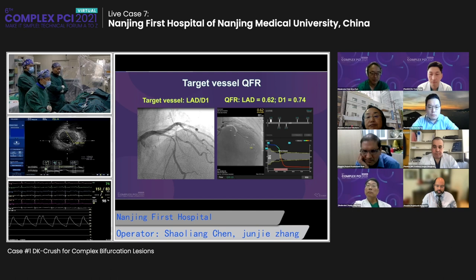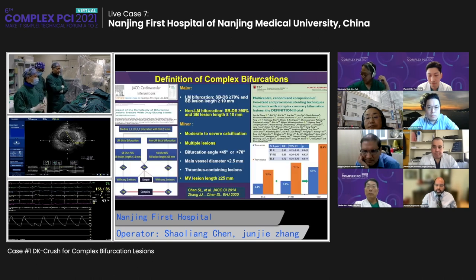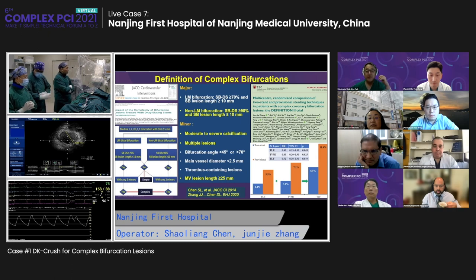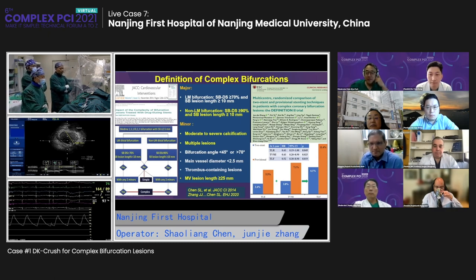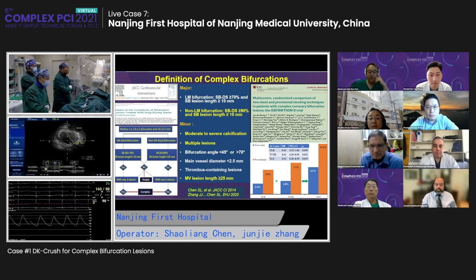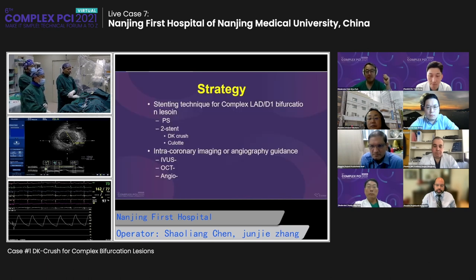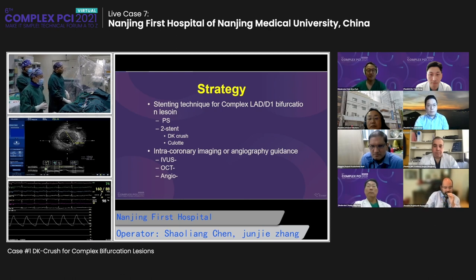Today's target vessel is a bifurcation, the LAD and the first diagonal. We measured the FFR, which showed LAD 0.62 and diagonal one 0.74. According to the definition criteria, this LAD and diagonal one is a complex bifurcation lesion. According to two studies, for complex bifurcation lesions the DK crush is superior to provisional stenting. For this target vessel, we need to discuss strategy: one stent or two stents, and imaging guided or angiography guided. Thank you for your attention.